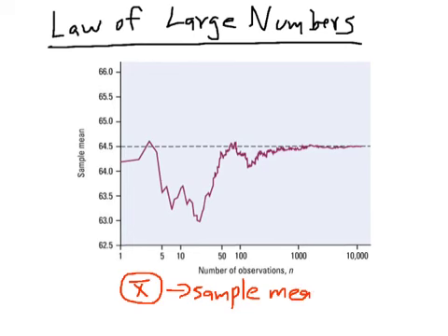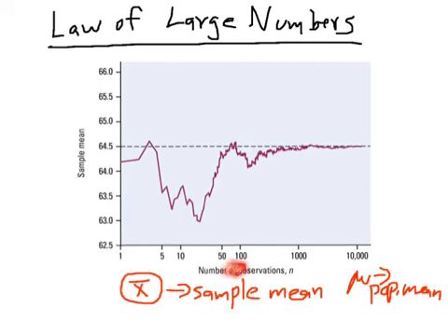I'm distinguishing this from the symbol mu, which is a population mean. So what they've done is, each time they've picked some women, they've calculated X bar. Then this graph shows you lots of different X bars for lots of different sample sizes n. And what you notice is that when n is small, like 5 women or 10 women, the X bar was below 64.5. In fact, pretty significantly below. It was almost an inch away, right?